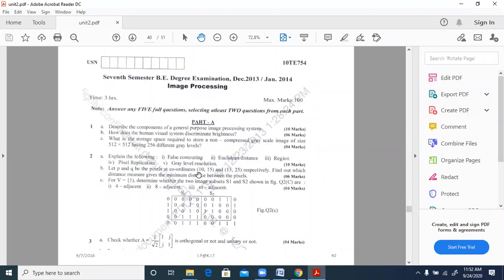So 15 minus 10 squared, that is 5 squared, plus 25 minus 15 squared, that is 10 squared, which gives the root of 125. That will give 11 point something, which we can take as 12, and that will be the distance which corresponds to the Euclidean. Then city block will be 15 minus 10, 5, plus 25 minus 15, 10. 5 plus 10 will give the city block.